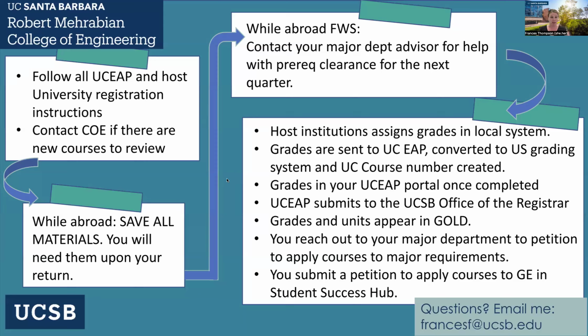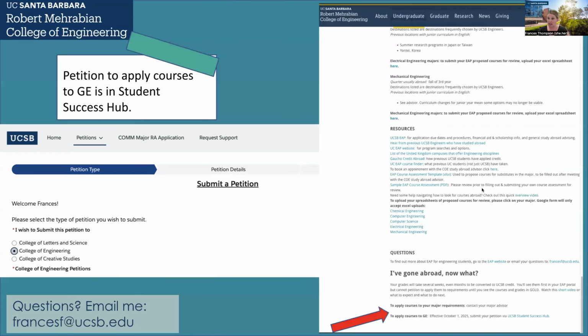If you took any courses for general education while you were abroad, you will file a petition for a GE substitution in the Student Success Hub Petitions tab. I've linked access to this on our COE Study Abroad site. You can see it's here. It's all the way down at the bottom under I've Gone Abroad, Now What? Again, it will take a little while for grades to show up, and it is your responsibility to submit the petition, so don't forget to do that.